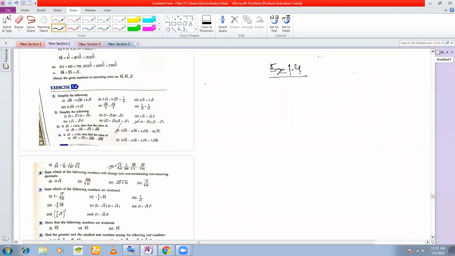The problem according to this book is 4 part 2. And the question is, state which of the following numbers are irrational. Okay, some certain numbers are given here.